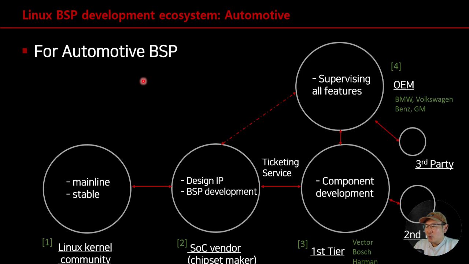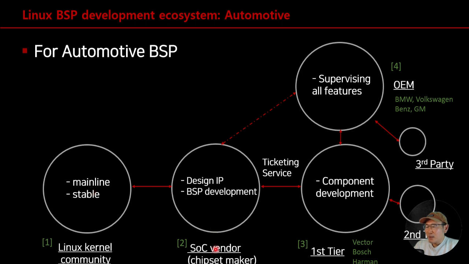In order to understand the work process of BSP development, especially for the automotive business, we have to understand the ecosystem of Linux BSP. The first player of Automotive Linux BSP is the Linux kernel community. The Linux kernel community maintains kernel versions like the mainline Linux kernel, and the second is the stable kernel version. We call the stable Linux kernel version the LTS version.